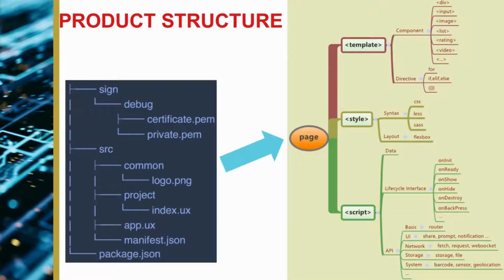The UX file, which is basically the package or the page itself, comprises 3 segments: the template, the style, and the script. The template will house your components and directives. The style will allow you to bring styling to your pages. And then, of course, the script will allow you to work with your data and control the life cycle of the page or the screen that you will see. It will also allow you to access the other parts of the API.